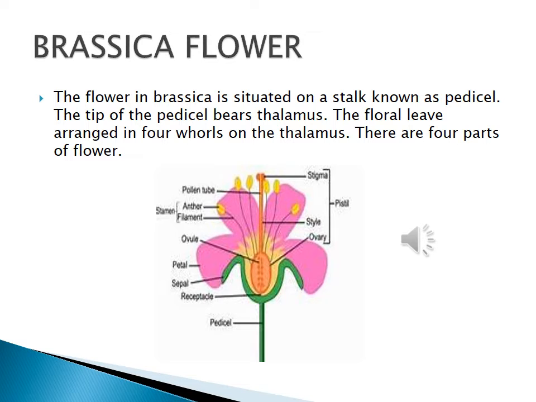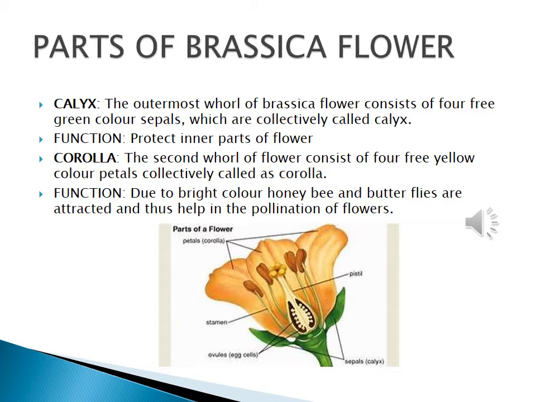The flower in brassica is situated on a stalk known as the pedicel. The tip of the pedicel bears the thalamus. The floral leaves are arranged in four whorls on the thalamus. These whorls, starting from the outermost to the center one, are in the following order.